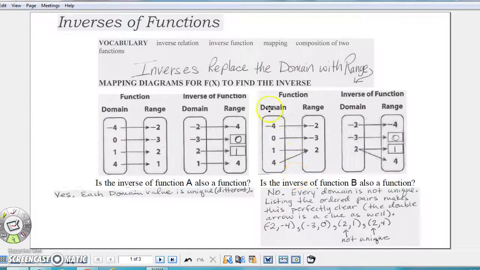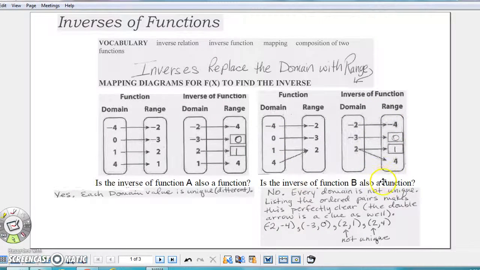If you look over here, the function itself would pass the vertical line test. Every x value is different. If you look at each y value, here's the y value, it has an x. This y value has two different x's, but if we wrote these as ordered pairs, you'd have (-4, -2), (0, -3), (1, 2), (4, 2). So there's no x's that repeat. If you wrote that out, you could see it.